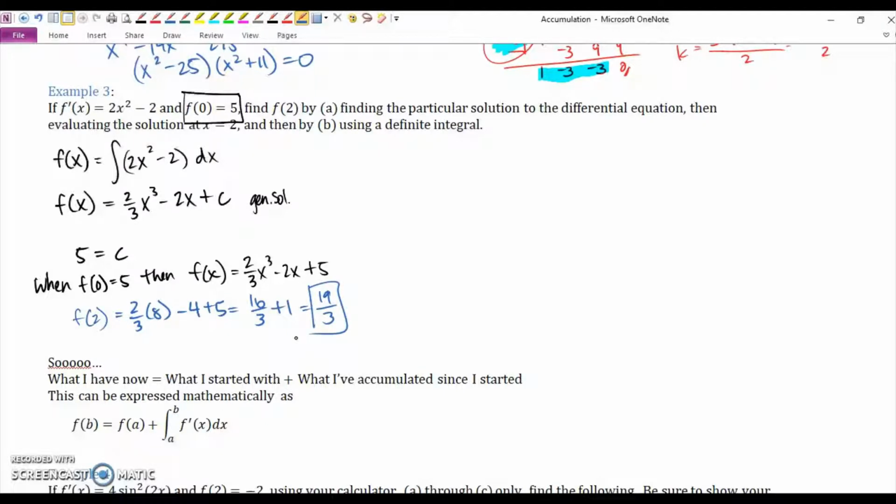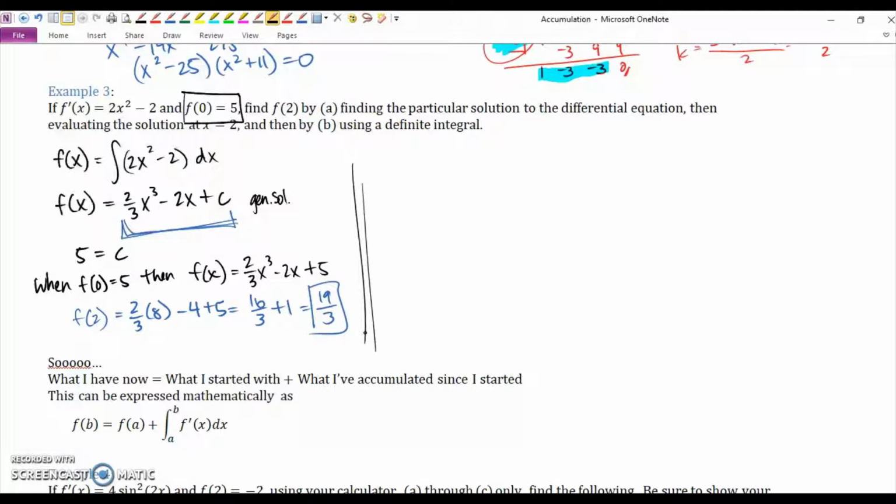Now look at part B. Is there another way? I didn't get to use a calculator, I didn't get to do anything there. I actually had to know how to integrate. What if that wasn't something that was integrable? That would be a really tricky question. Is there another way to do this? And the answer is yes, right? The answer is part B. It says using a definite integral.